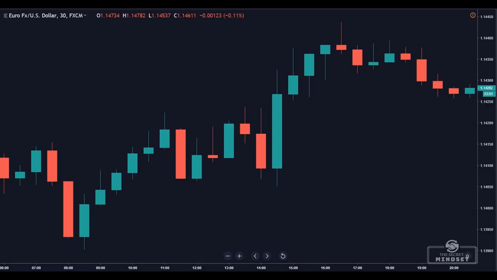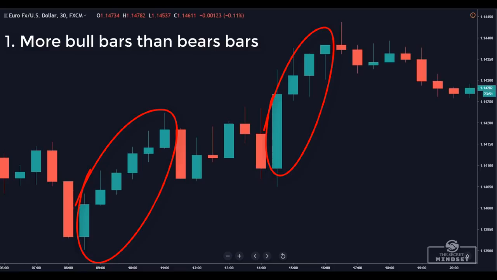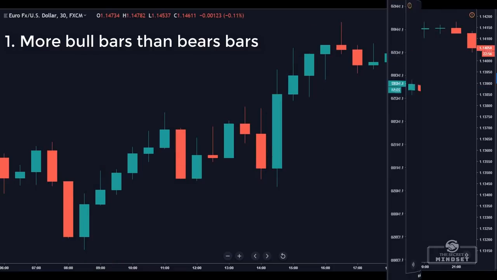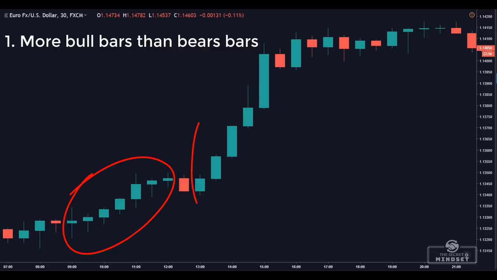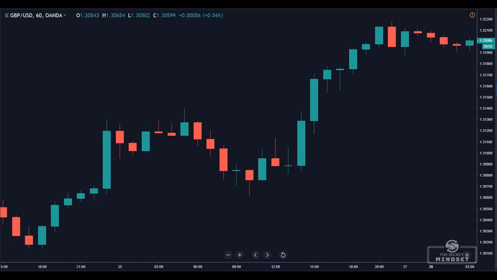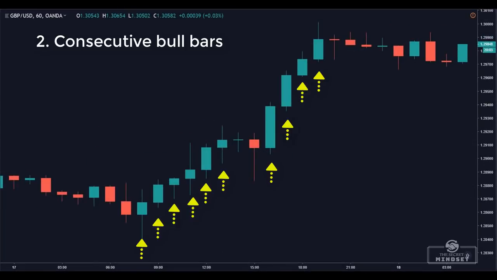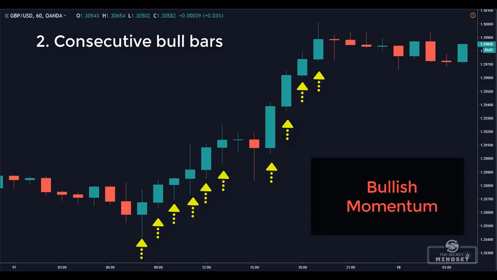So, a market controlled by bulls is often characterized by the following bar patterns. First, the obvious one is that we have more bull bars than bear bars. When we see this on our charts, this means that the bulls have more power and are increasingly moving the market upwards. Also, we will see consecutive bull bars. Consecutive bull bars is a clear indication of a bullish momentum.